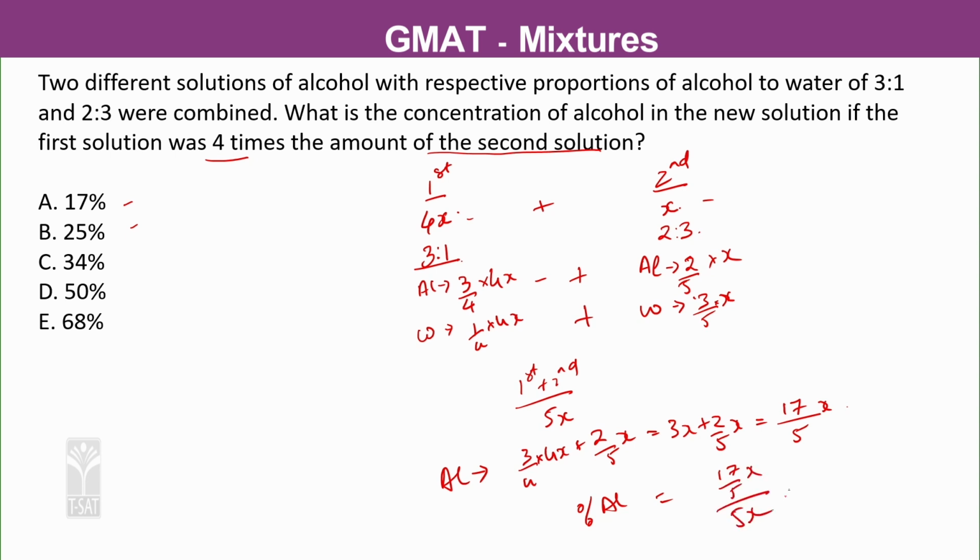that is 5x, into 100, which equals 17 by 25, x is cancelled, into 100, 25 4s are 100, 4 7s are 28, 4 1s are 4, 5 6, 68%. 68% is the answer, which is option E. This is the volume of total alcohol in percentage of this new solution, first plus second. Let us move to the next question now.